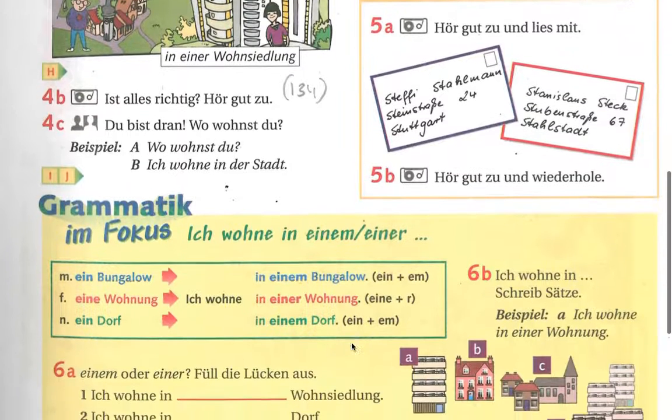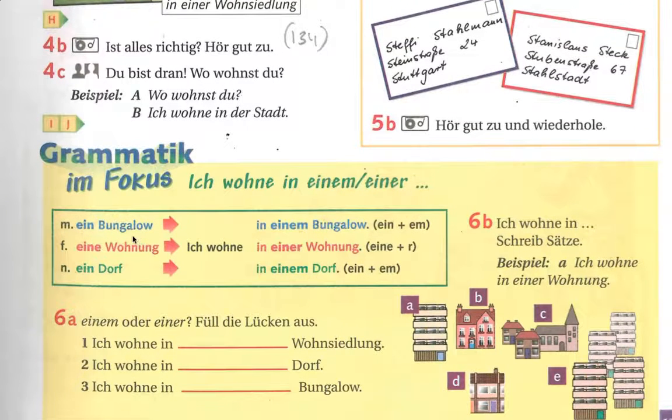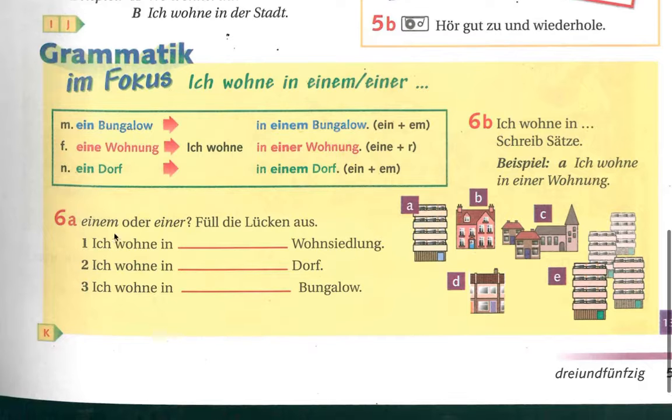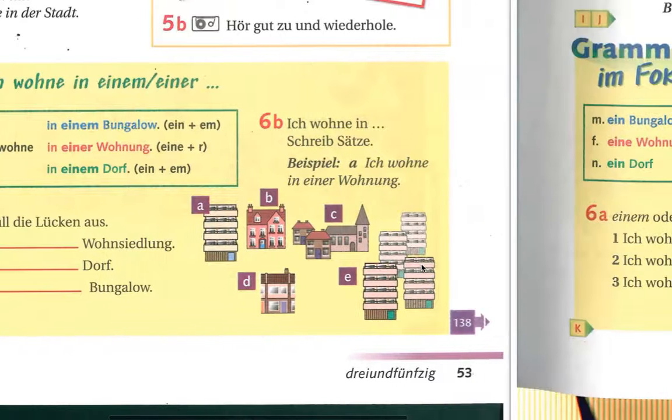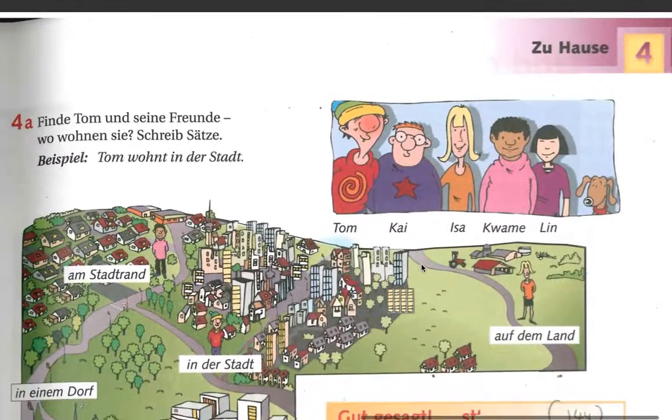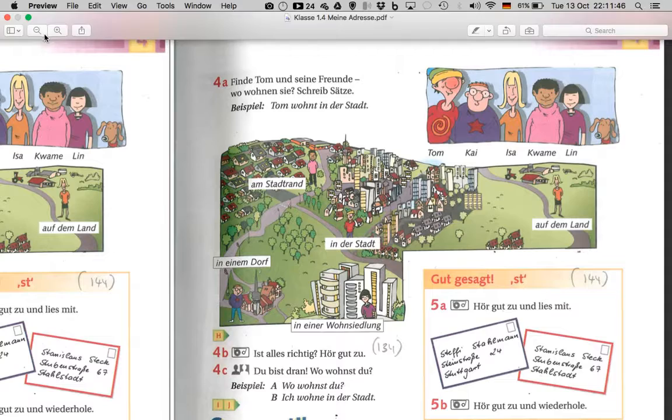Okay, so ein Bungalow, das Bungalow, ich wohne in einem Bungalow. Ich wohne in einer Wohnung und ich wohne in einem Dorf. So how would we answer these? We would use einem or einer. Okay.